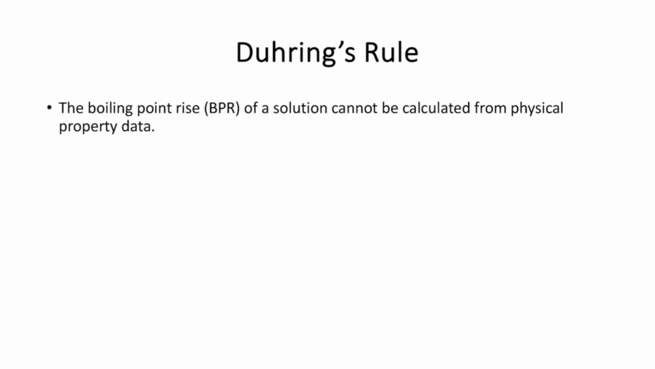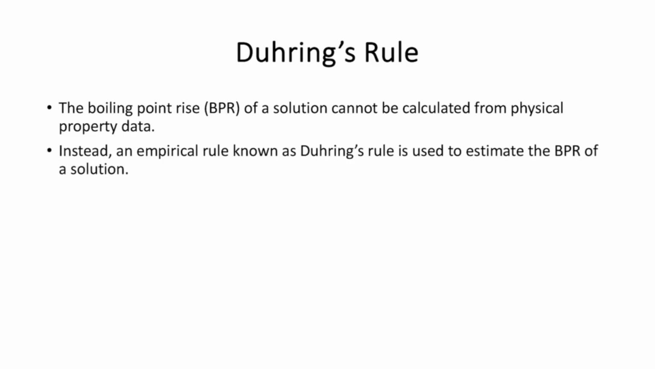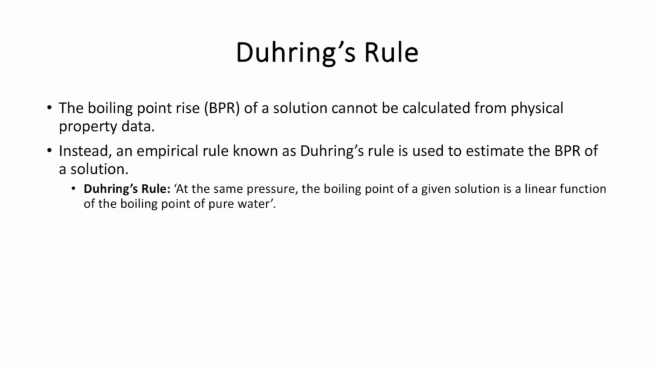The boiling point rise of a solution cannot be calculated from physical property data alone. Instead, an empirical rule known as Duhring's rule is used to estimate the boiling point rise of a solution. Duhring's rule states that at the same pressure, the boiling point of a given solution is a linear function of the boiling point of pure water.